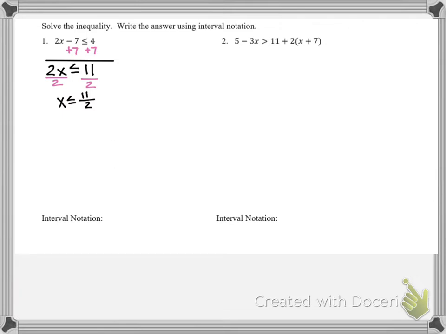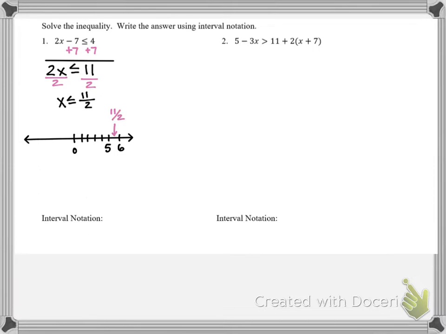But now we want to write our answer in interval notation. Interval notation sometimes comes more naturally after you've graphed the solution set on a number line. So what we want to do first is plot the number 11 halves on a number line. We said before 11 halves is equivalent to 5.5, so I know that 11 halves would fall between the numbers 5 and 6 on the number line.